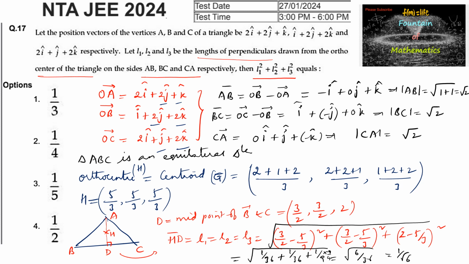So therefore our answer: L1 square plus L2 square plus L3 square, that is 1 by 6 plus 1 by 6 plus 1 by 6, which is equal to 3 upon 6, that is 1 by 2. So the sum of the squares of the lengths from the orthocenter to the point D is nothing but 1 by 2. So we can just consider the answer is option D, the fourth option.